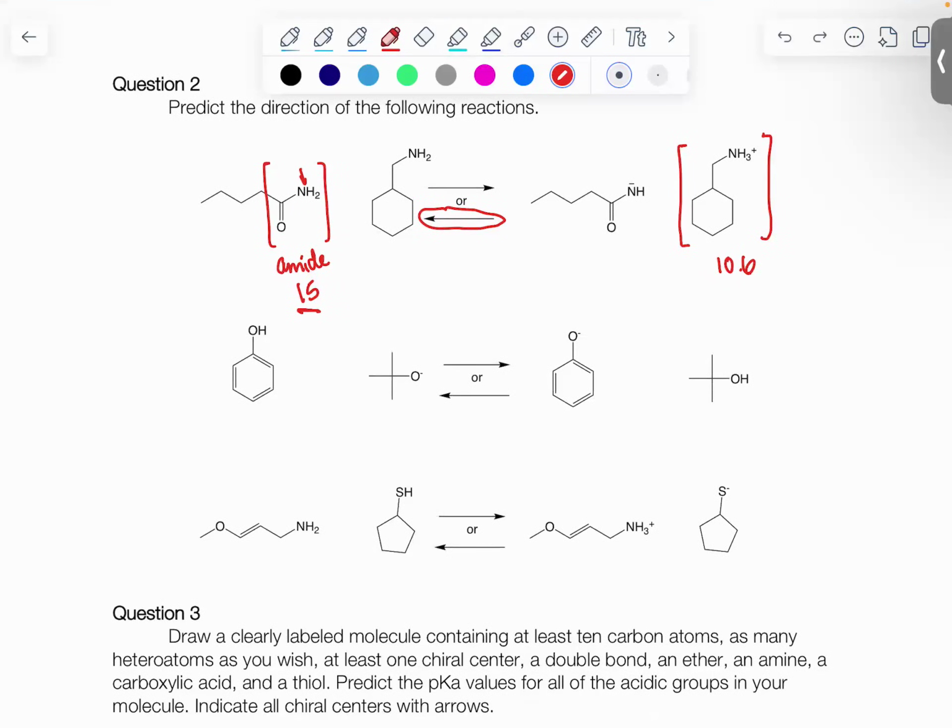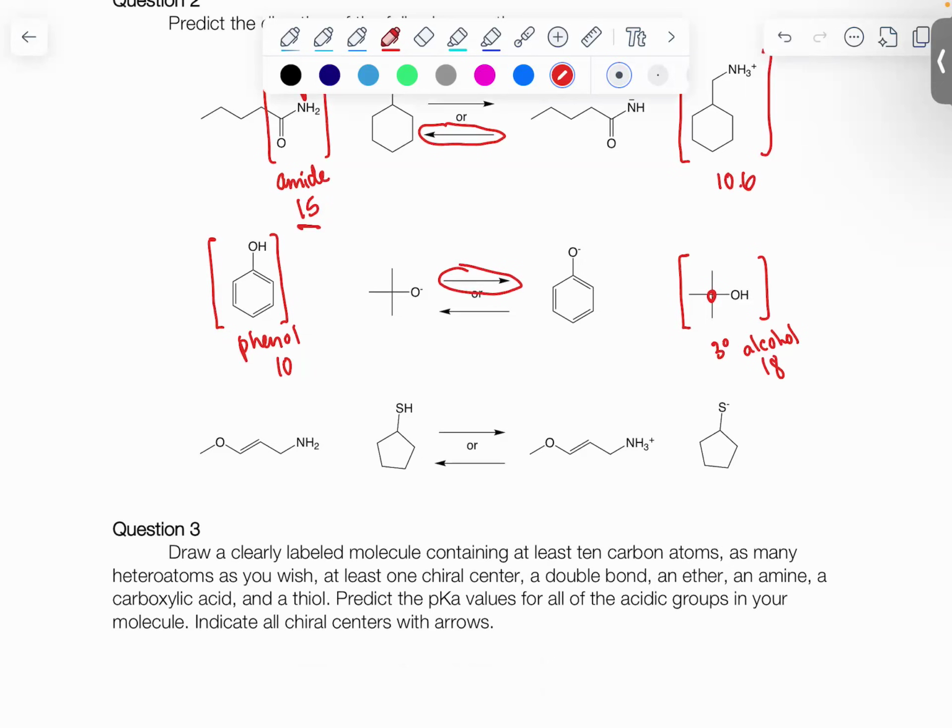So, moving to our next one, you might think at first that this is just an alcohol, but we want to think about it in its entirety. This is a phenol, and the pKa is 10. And then over here, this is the same or similar to how I had mentioned tertiary amines. This is a tertiary alcohol with a pKa of about 18. So again, we want to point to our bigger pKa.